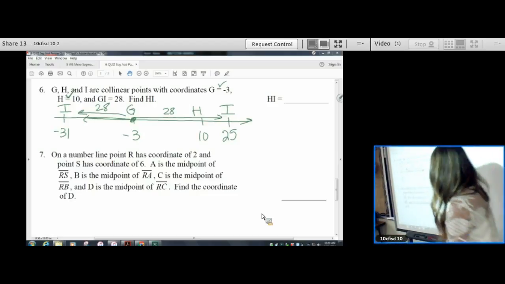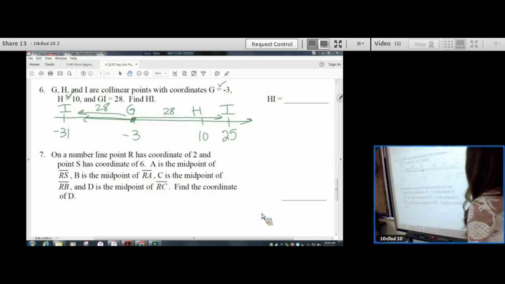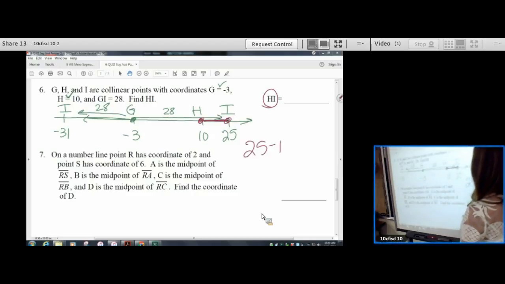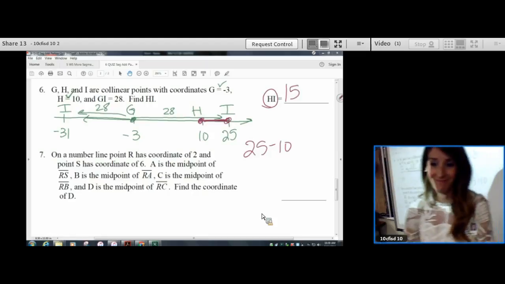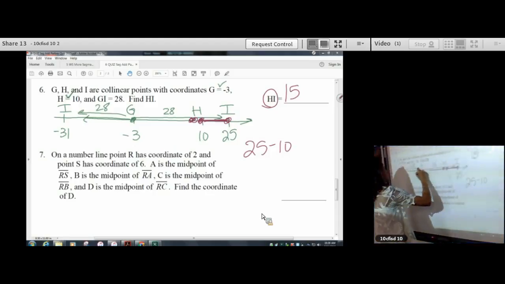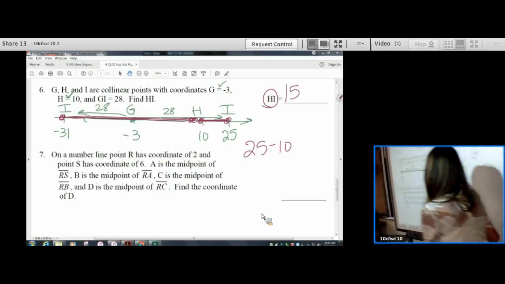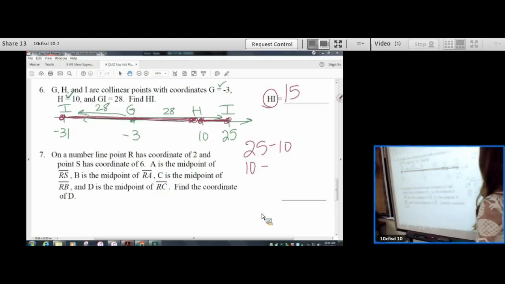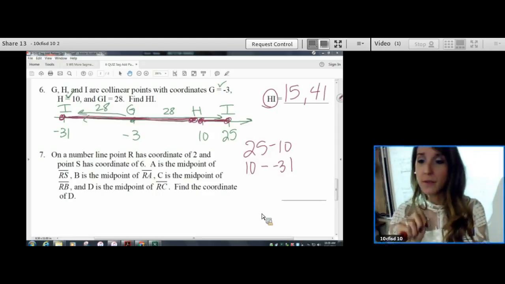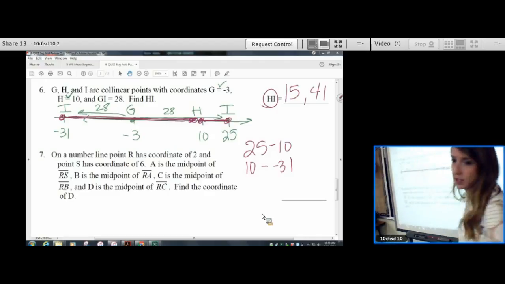Okay, there are 2 landing spaces for I. It's asking us to find the distance from H to I. So, if I found the distance from here to here, 25 minus 10, I get 15. If I find the distance from H to this I, distance you always subtract. 10 minus negative 31, that's 10 plus 31, and you get 41. There were 2 answers. So to get full credit, you needed to put both answers to that problem.